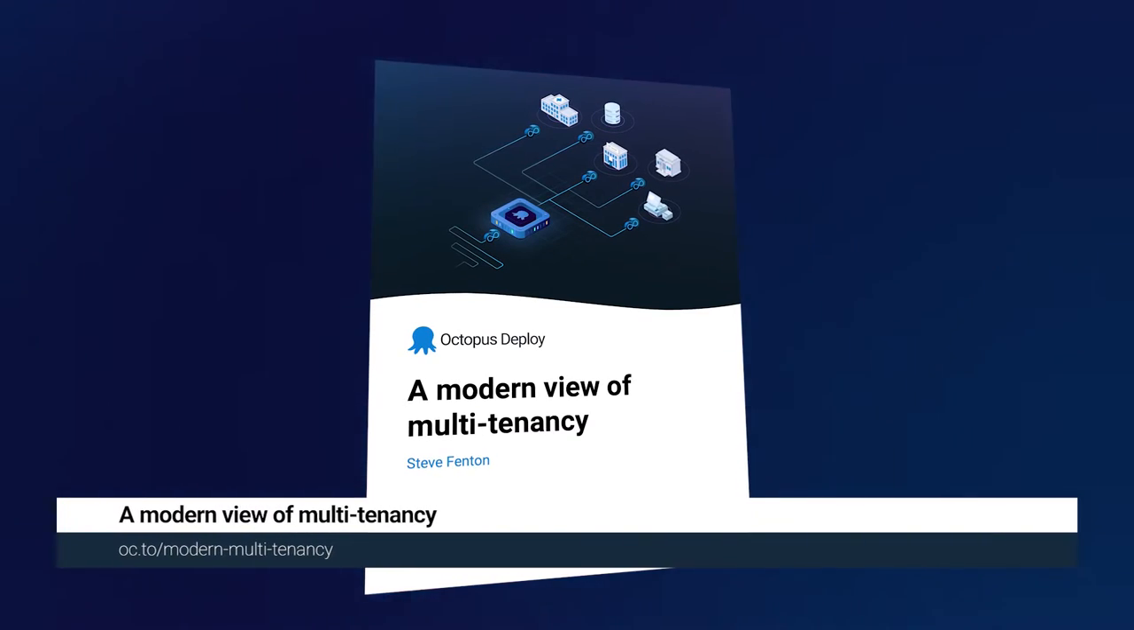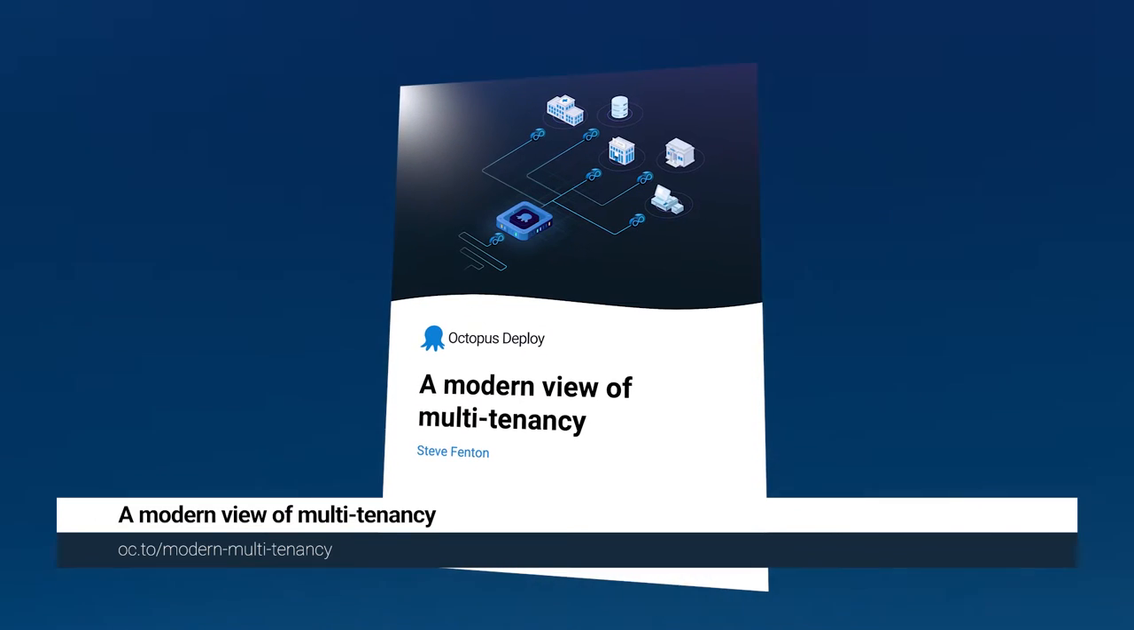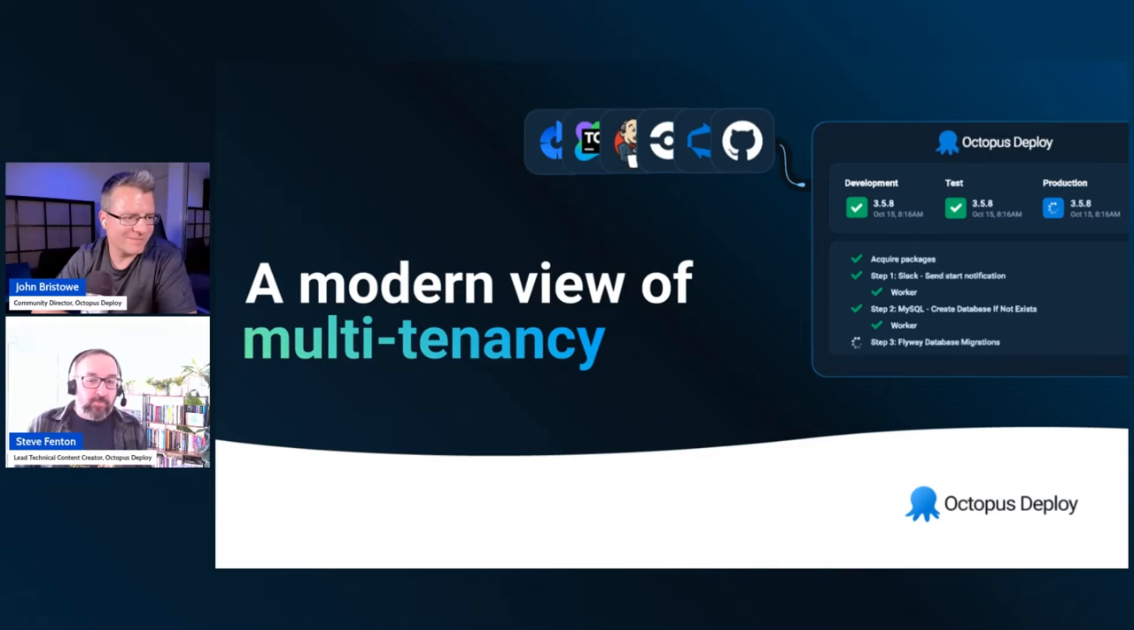Yeah, so the white paper is called A Modern View of Multi-Tenancy. And it's not just my thoughts. This is the thoughts of a whole bunch of smart people at Octopus who have been helping customers with multi-tenancy. And also Octopus has a multi-tenanted solution as well. So there's a lot of knowledge distilled into this. And what we're hoping is that people will read this white paper, but also start a discussion with us and ask questions and challenge what we're saying, because we want to try and define a new era of multi-tenancy based on new technology.